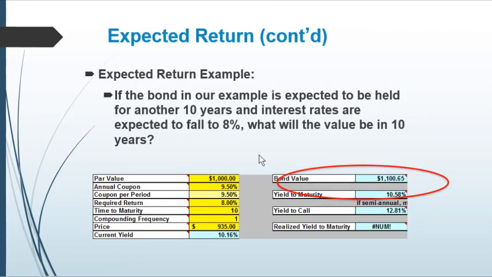So in our example we've used before, right, let's assume that we think interest rates in 10 years are going to fall to 8%. So what will the value be in 10 years? Well, we just need to change the time to maturity here, right? We have to change this to 10, because it was 20, and now in 10 years, there'll only be 10 years left. So the value is $1,100.65. So that's what we predict the price to be in 10 years.